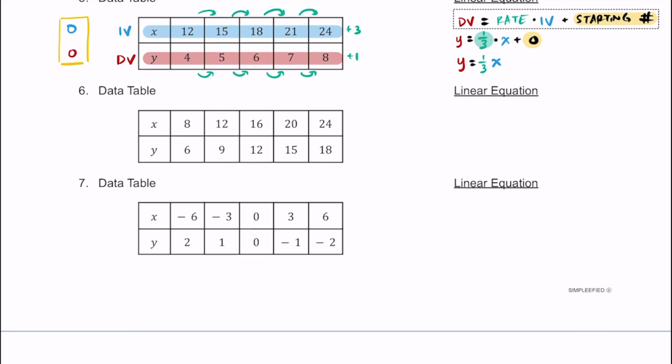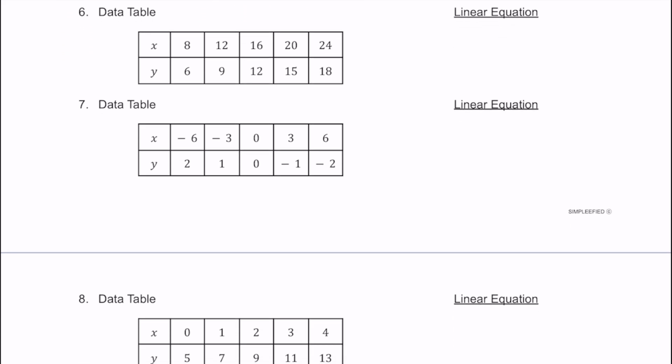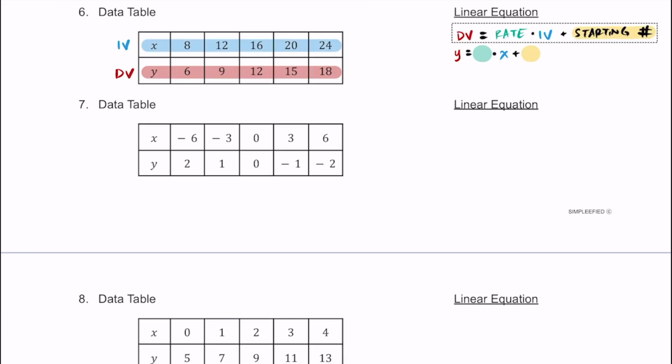Here's number 6. Let me scroll up a little bit more. All right, so here we have everything labeled. Let's start with finding the rate. So for the rate, let's figure out the change of the y. So this is +3, +3, +3, and +3. So that's the change of the y values. Now the x's look like they are increasing, but by 4 rather. So it's +4, +4, +4. So that's going to be the change of the x value.